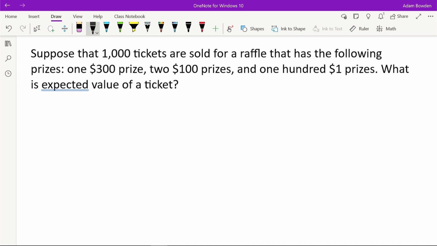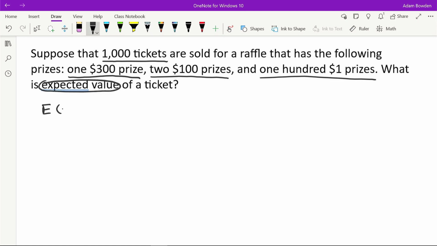Here's another question which involves the expected value. It says there are 1,000 tickets being sold for a raffle prize, and there is one $300 prize, 2 $100 prizes, and 100 $1 prizes. What is the expected value of a ticket? Well, again, the expected value, E of x, is defined in the formula as the summation x times P of x. But what does that mean in the context of this particular example?